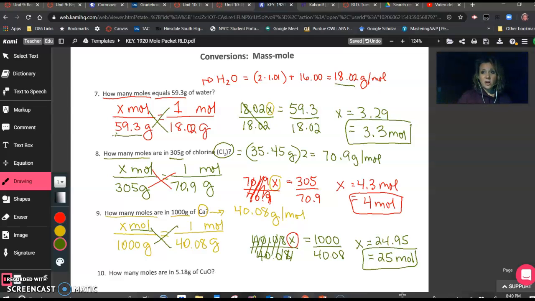All right, well, those are all of the examples that I'm going to give you for mass mole conversions. So please go back and check your assignments so that you know what it is that you need to do next to practice these problems further.